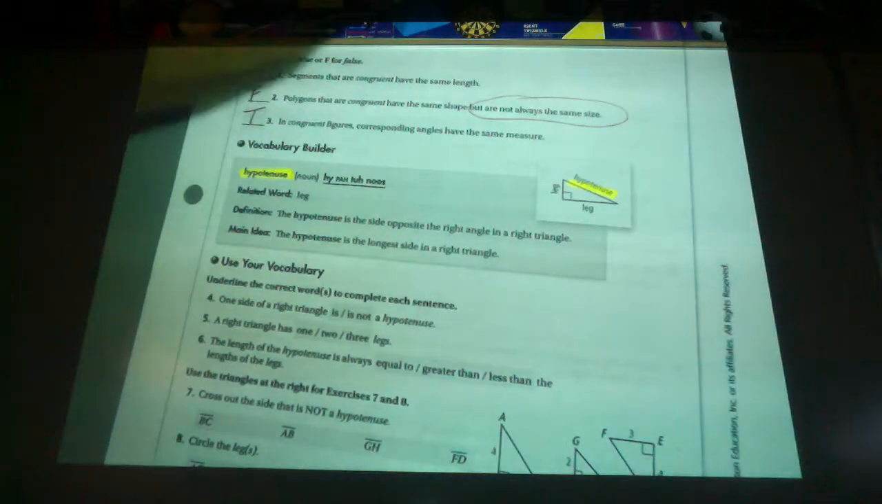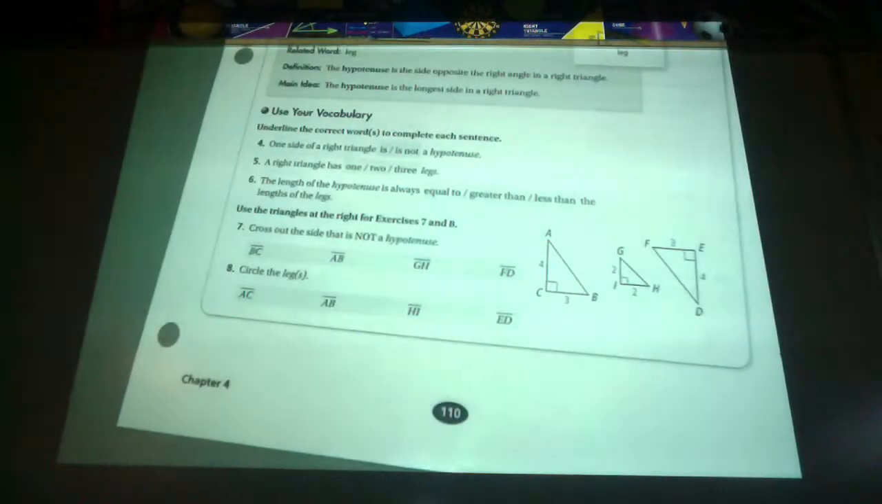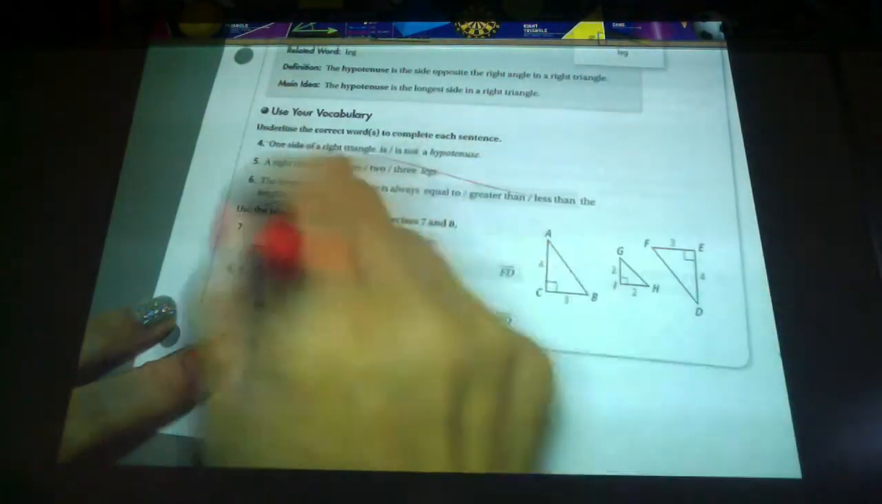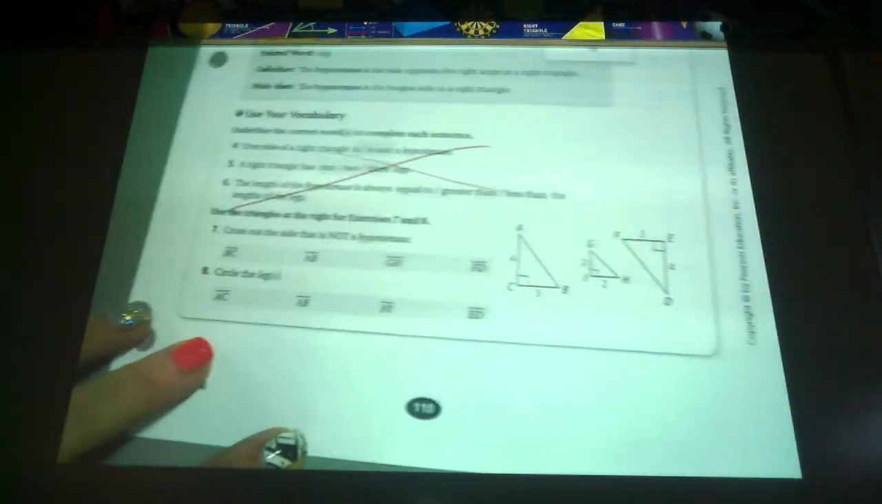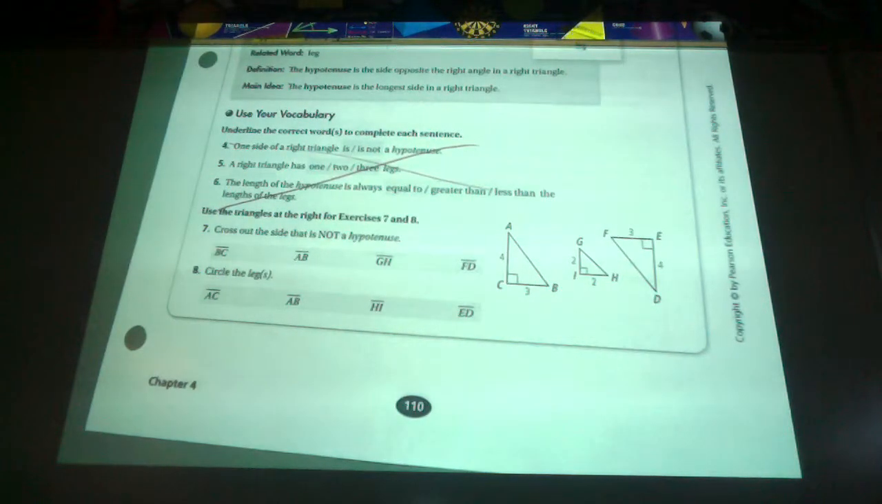So look at 7 and 8. So we're not going to consider 4, 5, or 6. So we can cross those out. But look at 7 and 8. Cross out the side that is not a hypotenuse. So you do 7 and 8.